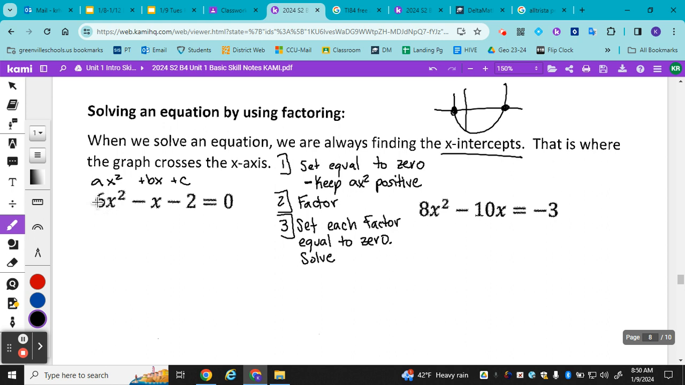Okay, so right now there is an a, so we're going to do a times c. A times c is negative 12. It multiplies to negative 12 and adds to negative 1. So that's negative 4 and positive 3. Now you can do factor by grouping, but I'm not.